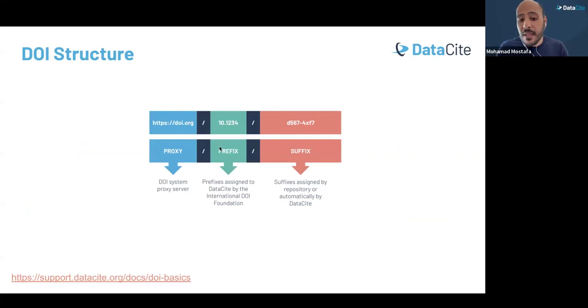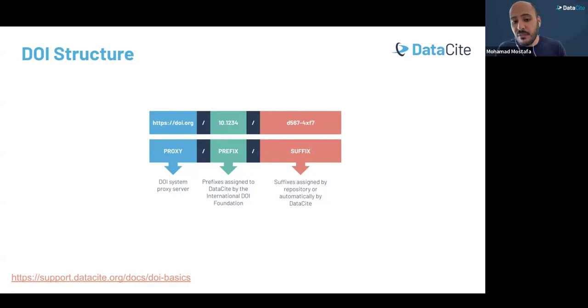And then we have the prefix. The prefix is unique to each repository. So if you have a specific repository at your university, we will assign a unique prefix for your repository. And that prefix is assigned to DataCite by the International DOI Foundation, of which DataCite is like a co-founding organization.